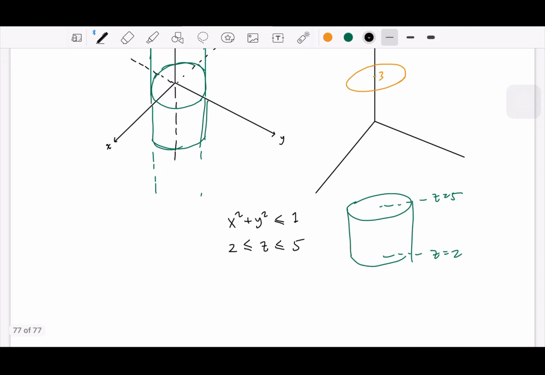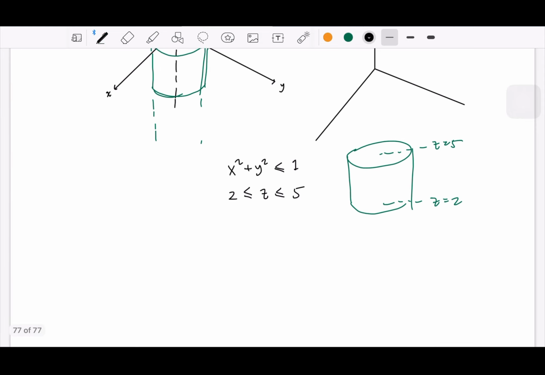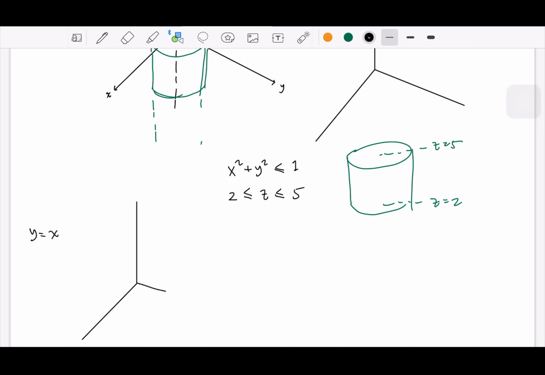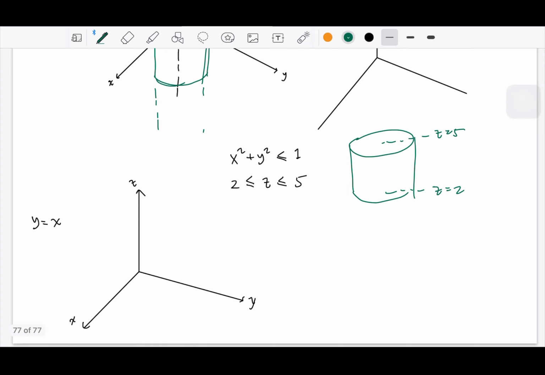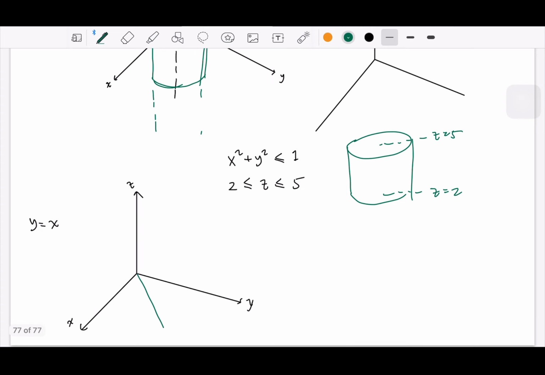And similarly, if you have y equal x, if you draw 3 dimensions, then it's precisely the line here if you look at 2 dimensions. But since it's 3 dimensions, we need to extend our z-axis, and this is the plane.